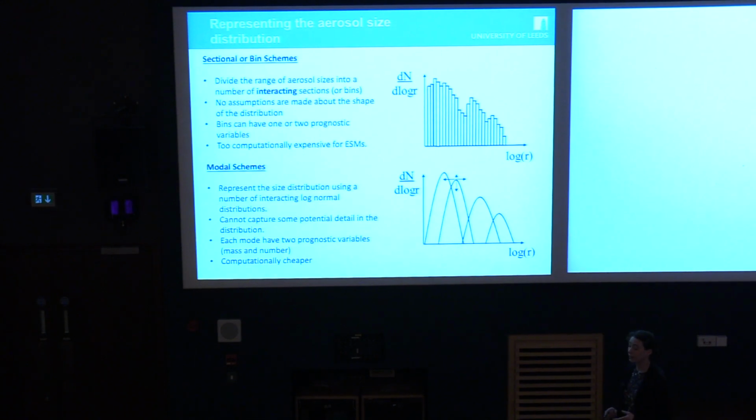And there are two different schemes, two different ways of representing the aerosol size distribution in models. The first is to use a sectional scheme. What the sectional scheme does is you identify the range of aerosol sizes that you're interested in, and then you divide that range into a number of sections, size sections or size bins, and then you carry the number and the mass of particles in each one of these bins. This is a really good way of treating the aerosol size distribution, because it doesn't make any assumptions about the shape of the aerosol size distribution. The aerosol size distribution is calculated almost from first principles.